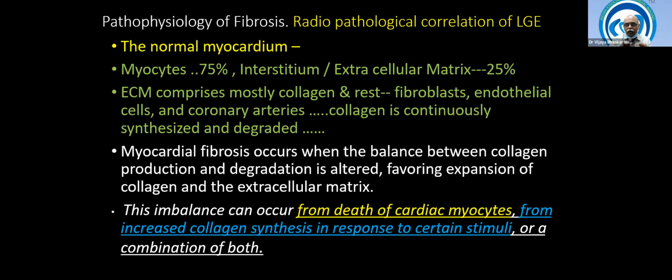The interstitium contains blood vessels, fibroblasts, coronary arteries containing the blood, and the loose matrix. This is the collagen. So this collagen, its normal deposition, and its abnormal deposition is responsible for fibrosis.